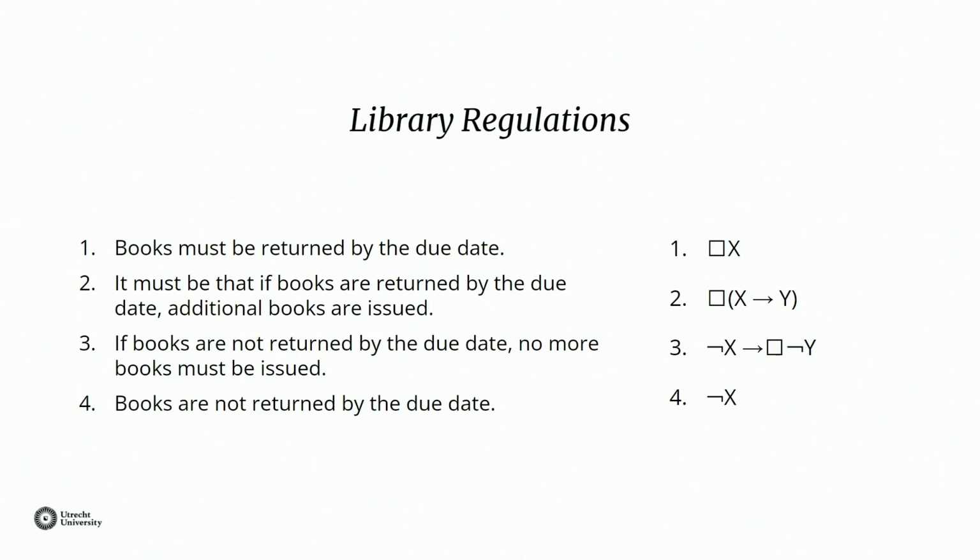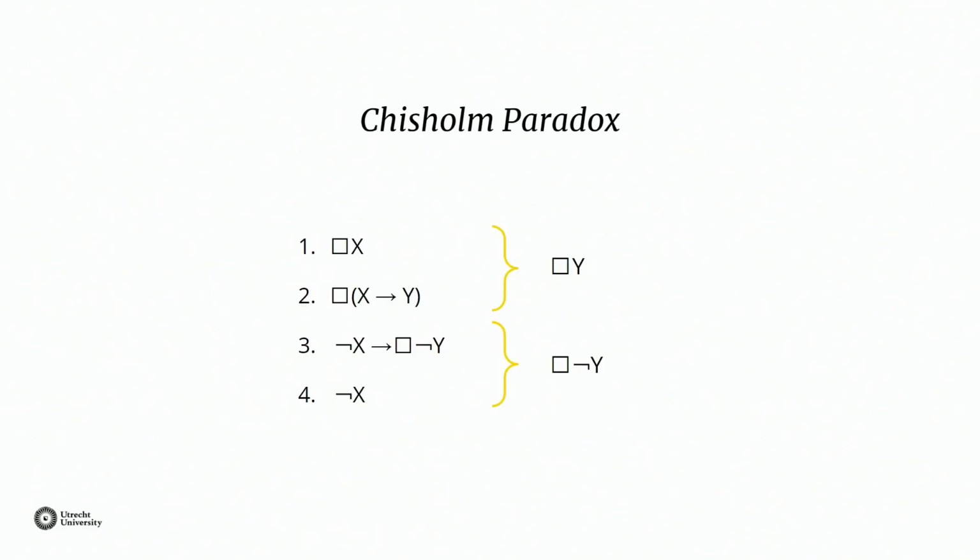So in standard Deontic logic, if you formalize this, I won't go into too much depth, we can derive a conflicting conclusion. By the rules of standard Deontic logic, the top two rules, you must return the books, and it must be that if you return a book, then new books must be issued, actually allows you to derive that new books must be issued. However, the bottom one, by just propositional logic, you can derive that it must be that books are not issued. So this is conflicting and therefore a paradox, the Chisholm Paradox.